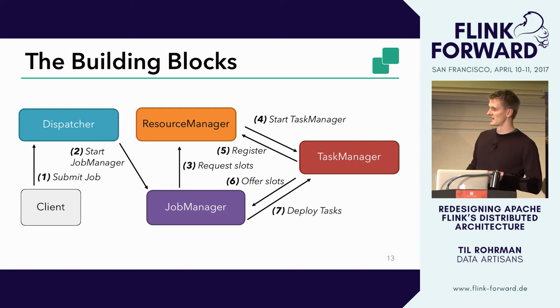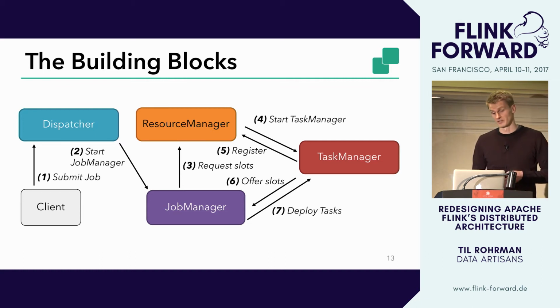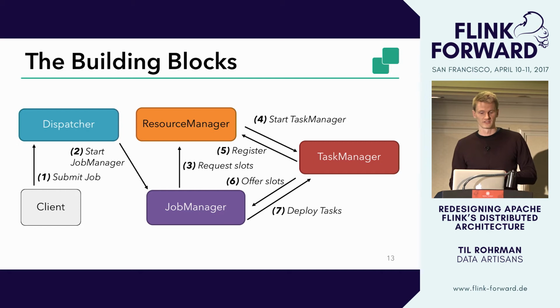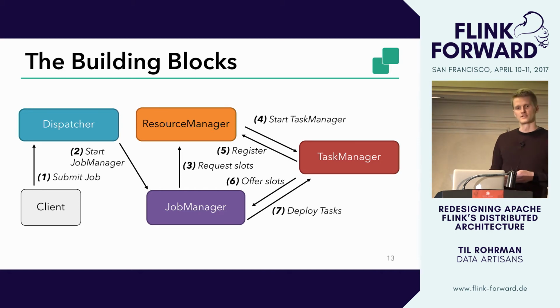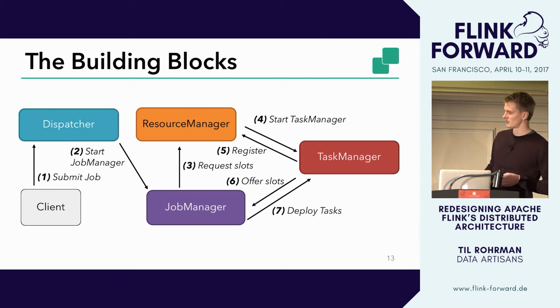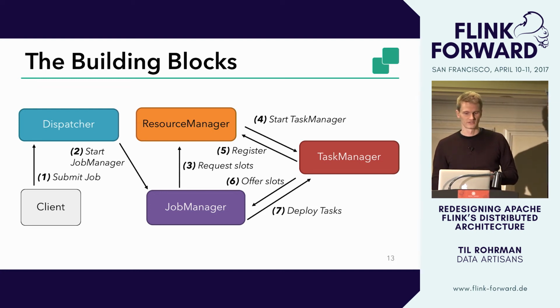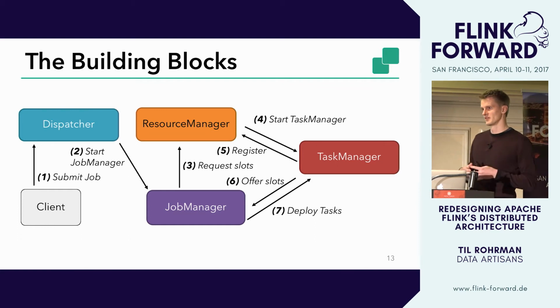The job manager will connect to a resource manager and request slots for the job execution. In case the resource manager cannot fulfill these slot requests because there are not enough slots available, it will start a new task manager, which registers at the resource manager and declares how many slots it has available. With these slots, we can then fulfill the slot requests, offer the slots to the job manager, and the job manager can finally deploy its tasks to the task manager. And that's basically how the different building blocks interact with each other.